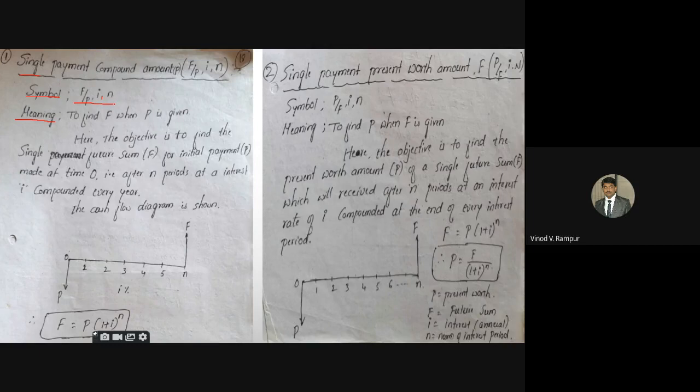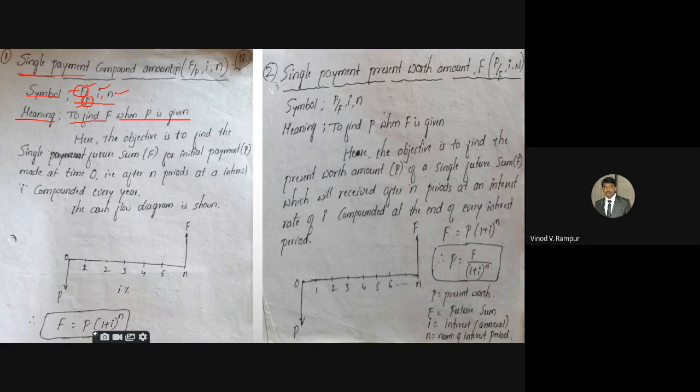What is this symbol? How are we going to say that? A single payment which is given, that is the P value. Remember that always, in the numerator and denominator, the denominator is known and the numerator is what we have to find, at the rate of interest i at a given time period n. The meaning of this F by P i n is to find F when P is given.